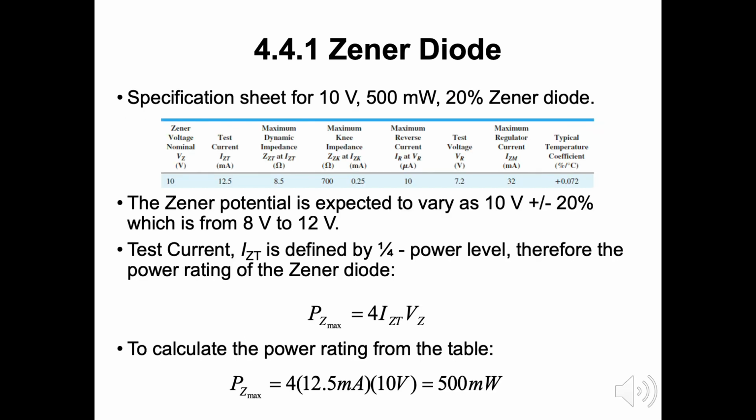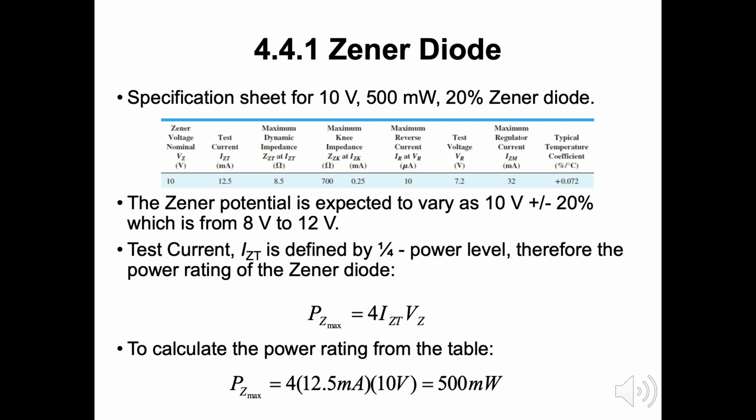The specification sheet for a 10 volt, 500 mW, 20% Zener diode is provided in this table. Since this is a 20% diode, the Zener potential of a unit picked out of a lot, a term used to describe a package of diodes, can be expected to vary as 10 volt 20%, or from 8 volt to 12 volt. Both 10% and 5% diodes are also readily available.